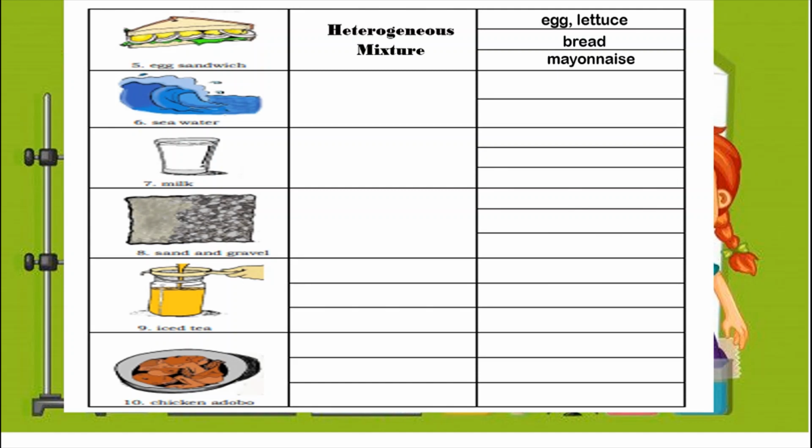Seawater. Seawater kay homogeneous mixture. If you can see, dagat ra jud na siya, wala gyud na siya makita nga unsa nga nabaday asin, nabaday tubig. So paano gyud siya makita nato kay dagat lang no. So ang seawater is of course homogeneous and the components are water and salt. Okay. Let's go to number 7.